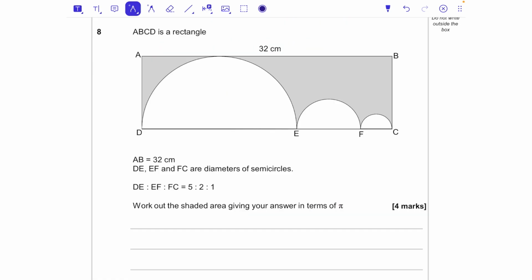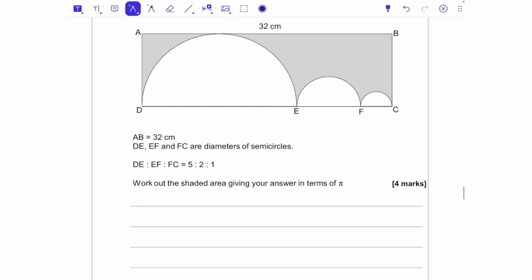Question number 8. ABCD is a rectangle. A to B is 32, so we know it's going to be 32 on the top and 32 on the bottom because it's a rectangle. D to E, E to F, F to C are diameters of semicircles in the ratio 5 to 2 to 1. So let's do those little lines again. 1, 2, 3, 4, 5, 1, 2, 1. And we know that that needs to make 32 in total because we can see that that's at the top. So because it's a rectangle, that would also be the length along the bottom.